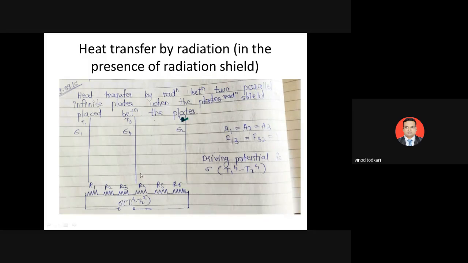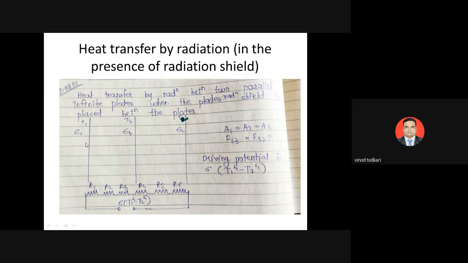Now, as the plates are infinite, I can say that A1 is equal to A2 is equal to A3, that is equal to A. As the plates are infinite, shape factor of 1 with respect to 3 will be 1. Shape factor of 3 with respect to 2 will be 1. I repeat, as the plates are infinite, their areas must be the same. As the plates are infinite and parallel, view factor of 1 with respect to 3 or view factor of 3 with respect to 2 will be the same.